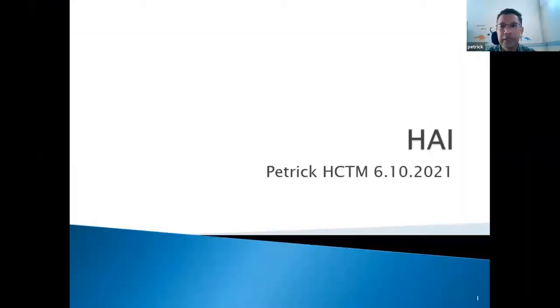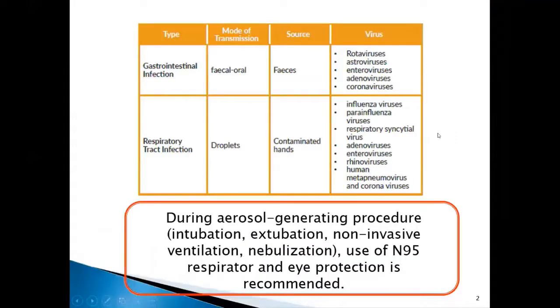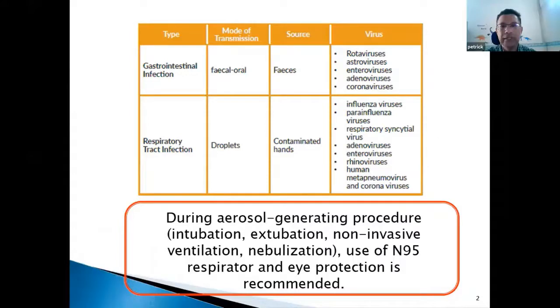On the hospital-acquired infections. So basically, there are a few infections here that I want to touch on, but some are from the gastrointestinal tract. That means from your diarrhea, you can get fecal-oral transmission, contamination of your hands, and mainly the source is the fecal, and this is all the viruses that you can get.